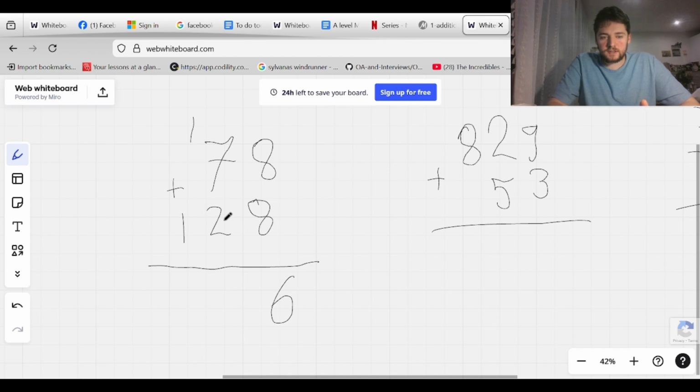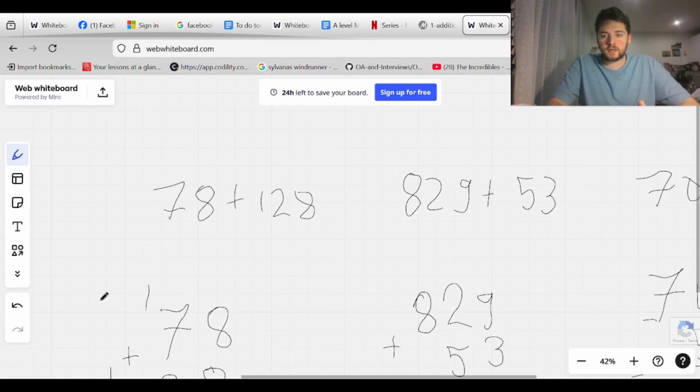Then 7 plus 9 is 16, and then plus 1 is 17. So how do we write 17 here? Well, we just write the 7, and then the 1 goes here. 1 plus 1 is 2. So your answer is 206. Let's try the next question.